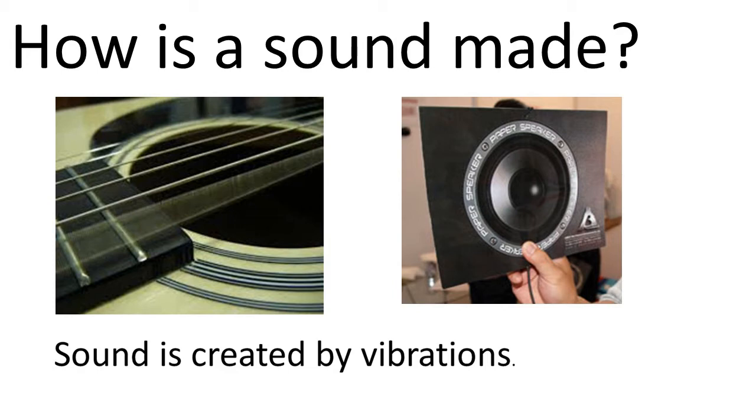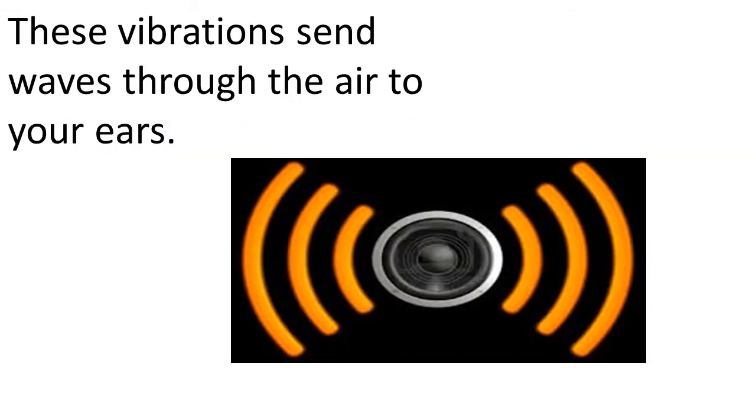These vibrations move through the air at normally about 330 meters per second. That's the speed of sound through air, depending on various factors. And eventually they'll reach your ear, and they'll bang into your eardrum, and your eardrum will vibrate, and your brain will interpret that as sounds. So that's it. That's how sounds are made and are transferred to your head, your ear.